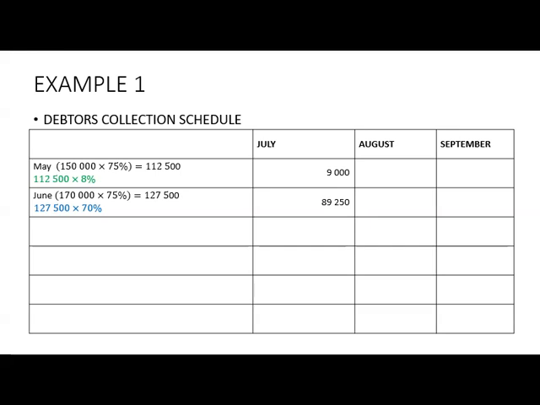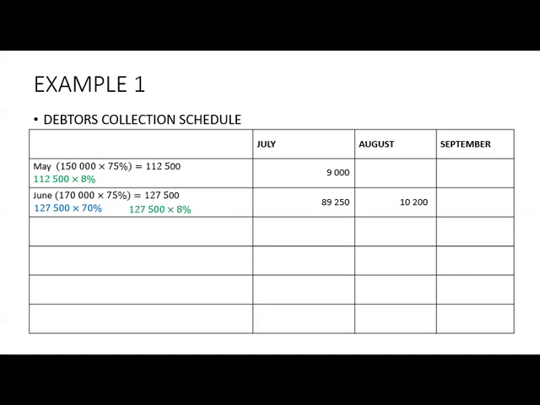8% of 127,500 will be collected in August. Is August within our budget period? The answer is yes. That's why I'm going to put it here. 8% of that 127,500 will be collected in August. None will be collected in September.